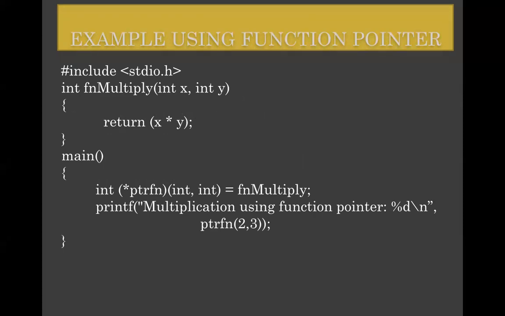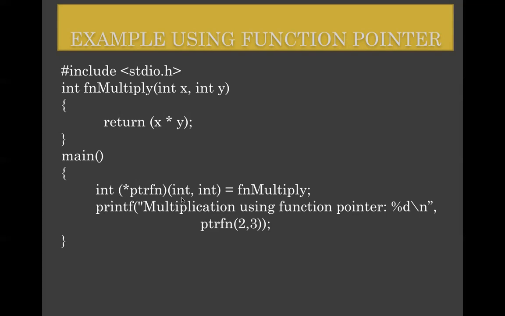In the next video, we will do the same with more clarity, with a program which actually requires a pointer to function. This program is just to explain how we use a function pointer. So this is your function definition. I have a function called fn multiply, which takes two integers as parameters. This function is going to return the multiplication of these two values, x and y.